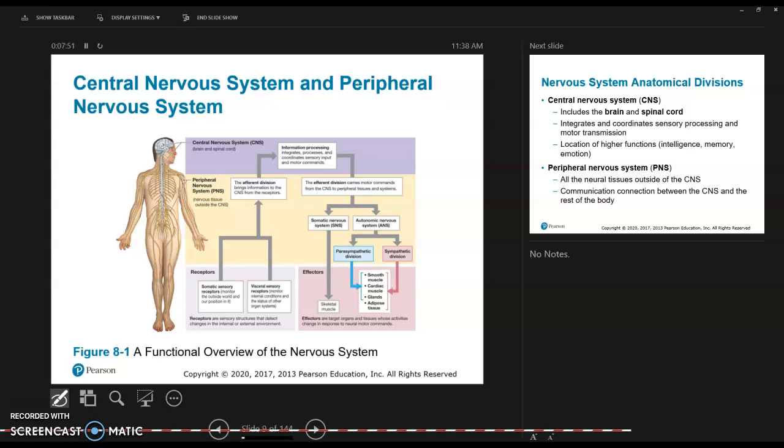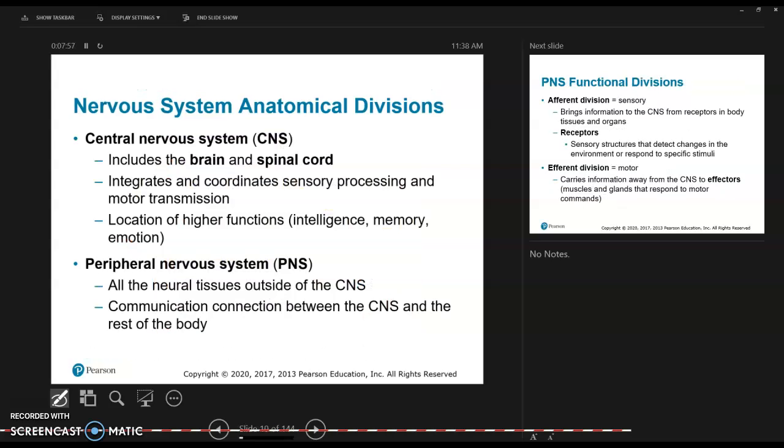You know, these are some of the conditions that go along with the sympathetic division being active.